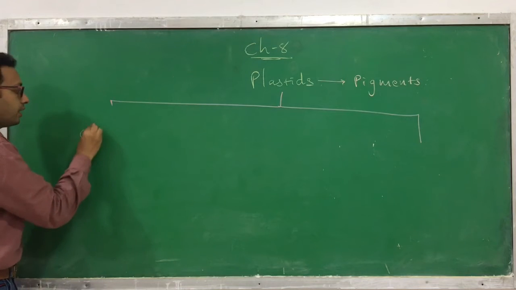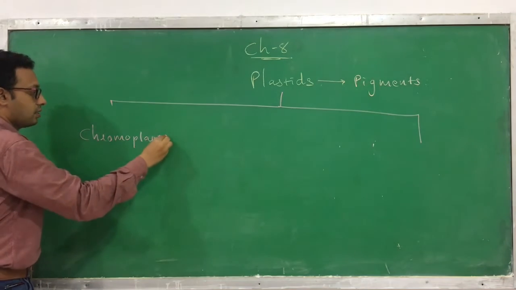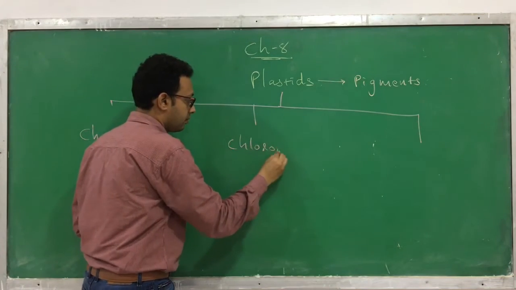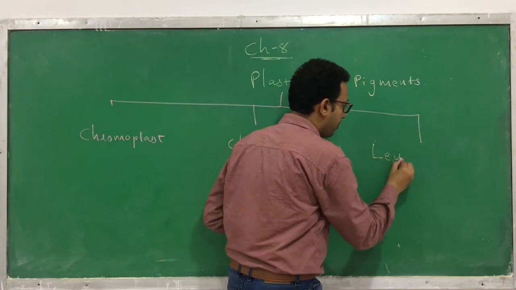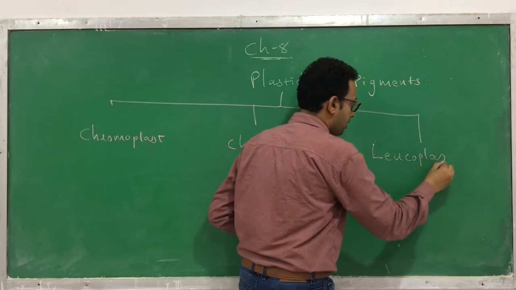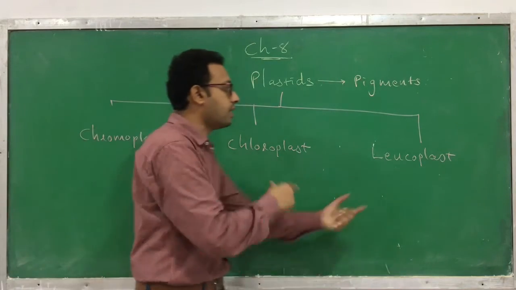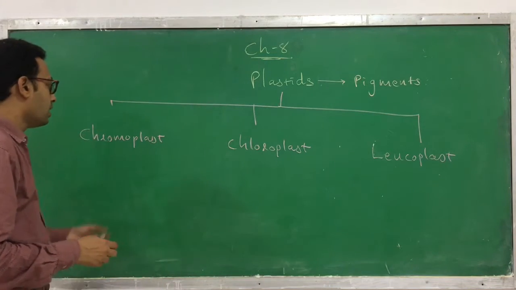The first one is called chromoplast. The second one is called chloroplast. And the third one is called leucoplast. These are the three types of plastids that are present: chromoplast, chloroplast and leucoplast.